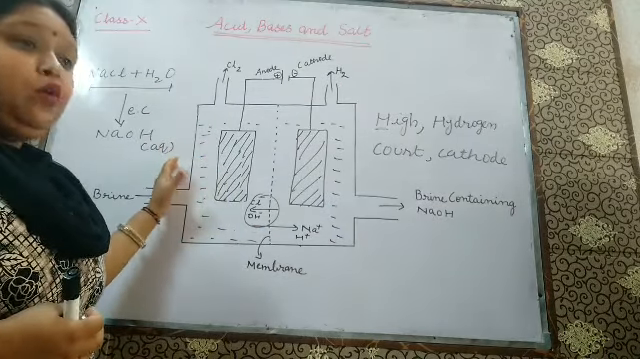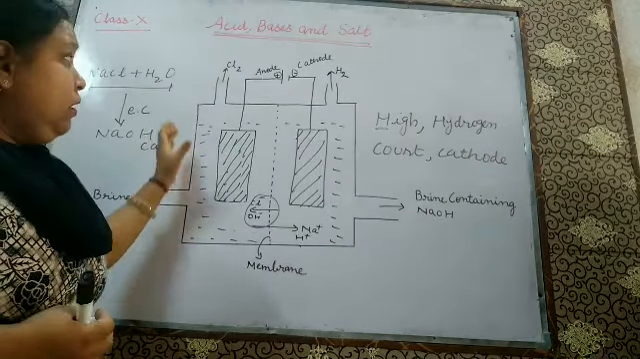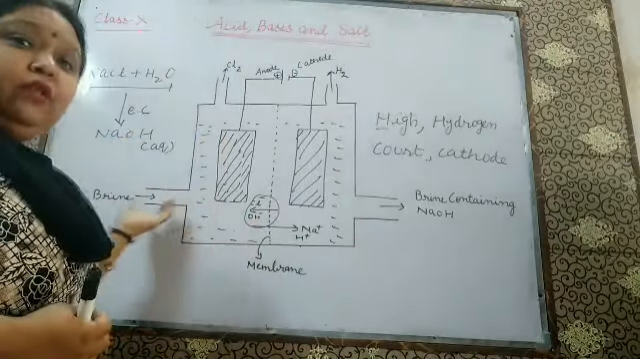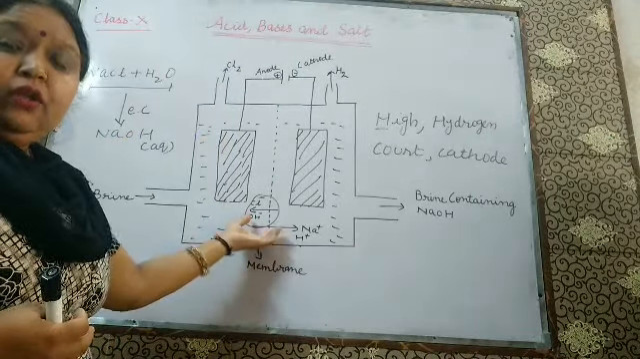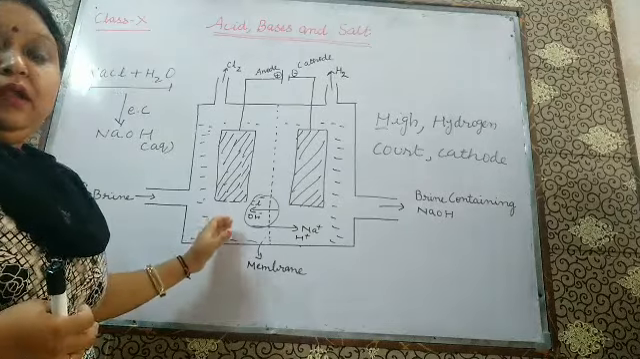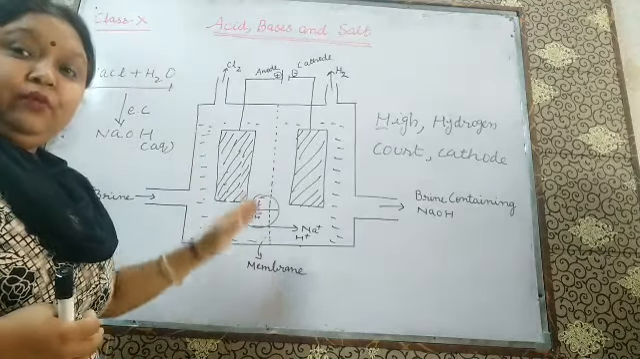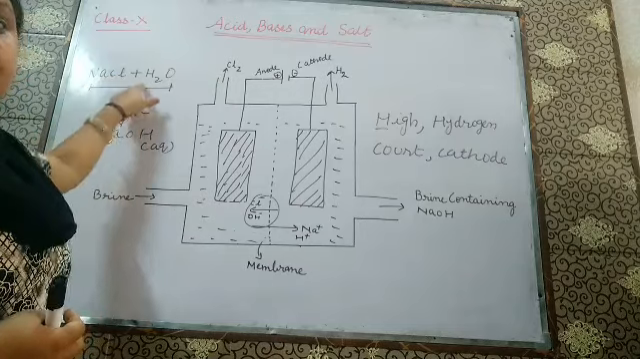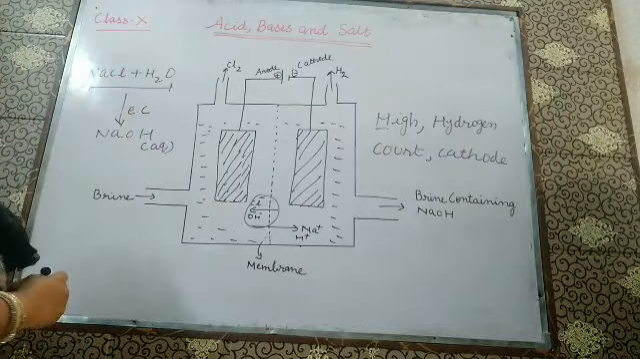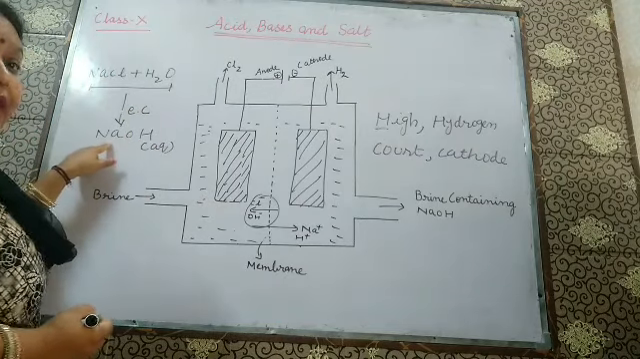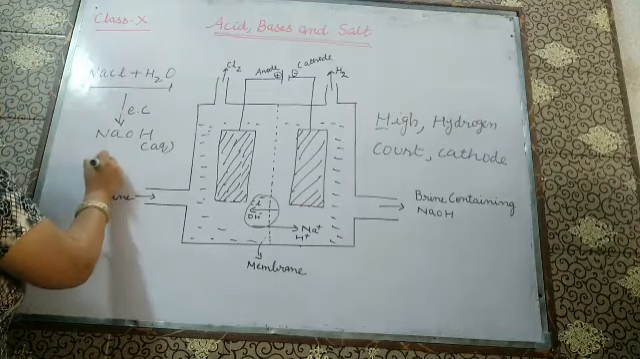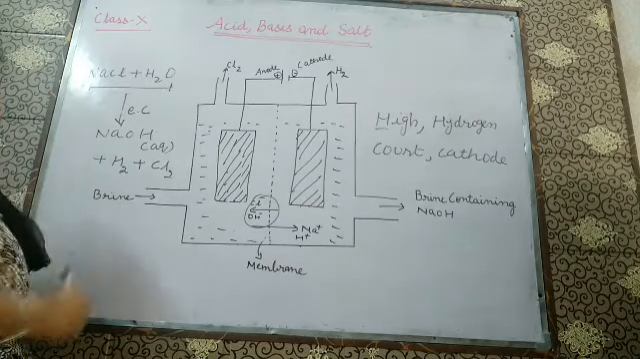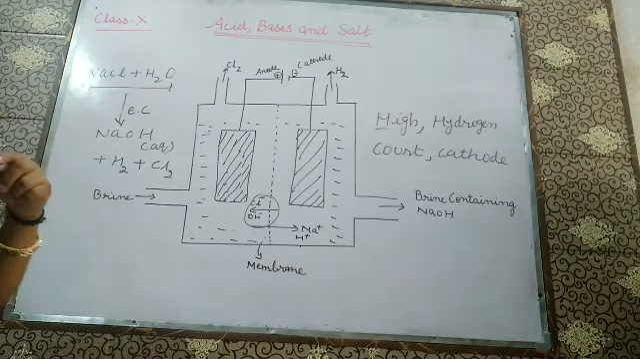Why is this process called chlor-alkali? Since chlorine gas is evolved and an alkali is formed in aqueous form, isn't it? So this type of process is called the chlor-alkali process. Whenever we keep NaCl and water in the presence of electricity, we will get NaOH along with hydrogen gas plus chlorine gas. Is this clear to you?